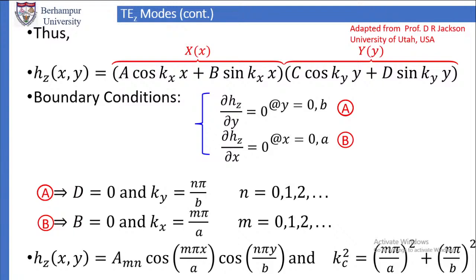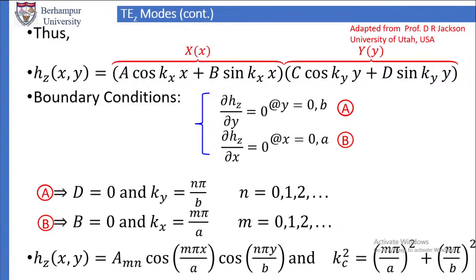That says that kx into a is equal to m pi by a, where m is an integer: 0, 1, 2, 3, 4, etc. So kx into a is equal to m pi. From that you find out kx is equal to m pi by a. Now we have found out what is kx, ky. From that we can always find out what is kc squared.